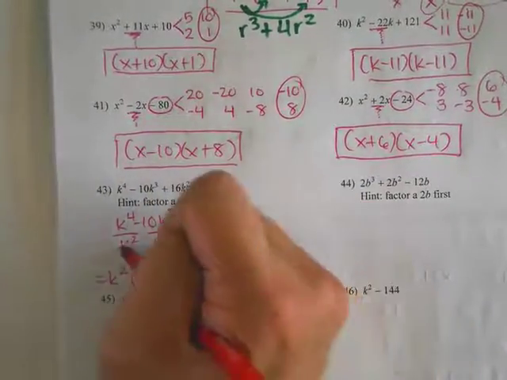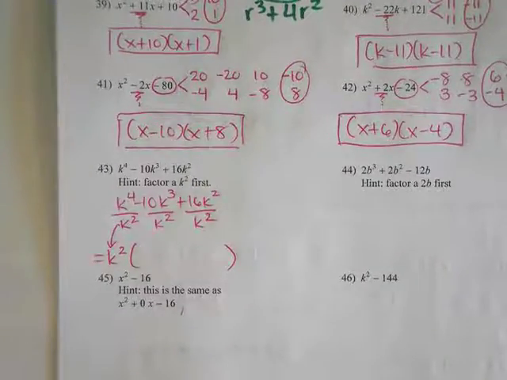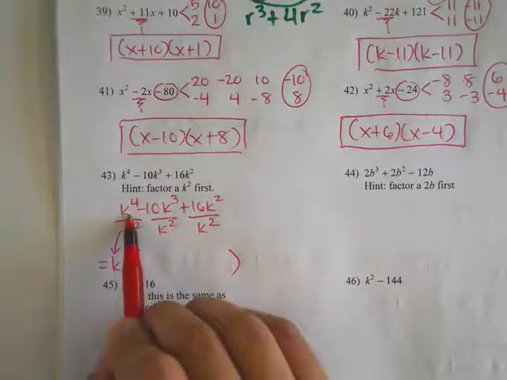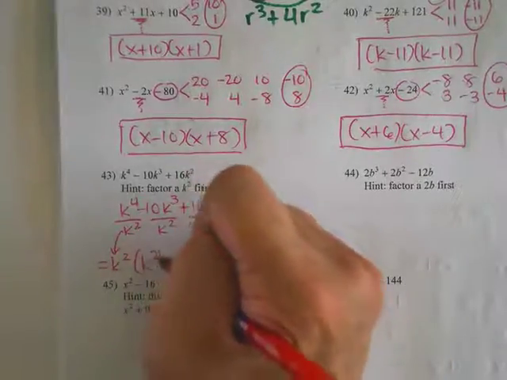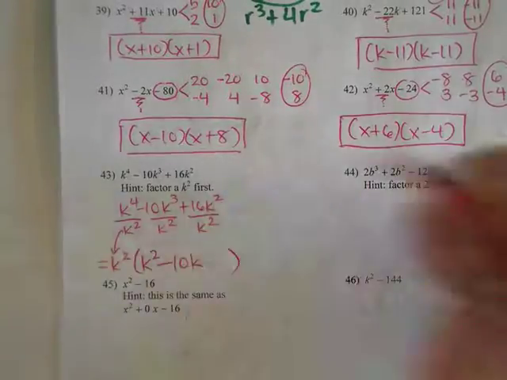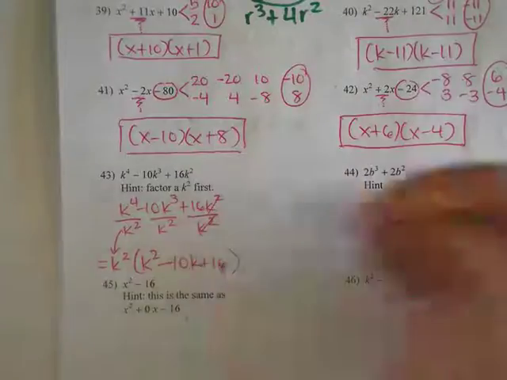Whatever you took out, you're going to put on the side. Now find the leftovers. How many leftover k's do you have? You've got 2 of them, k squared. How many k's do you have? You have 1 leftover k. Don't forget the negative 10. And then those k squares are gone. It will be plus 16.